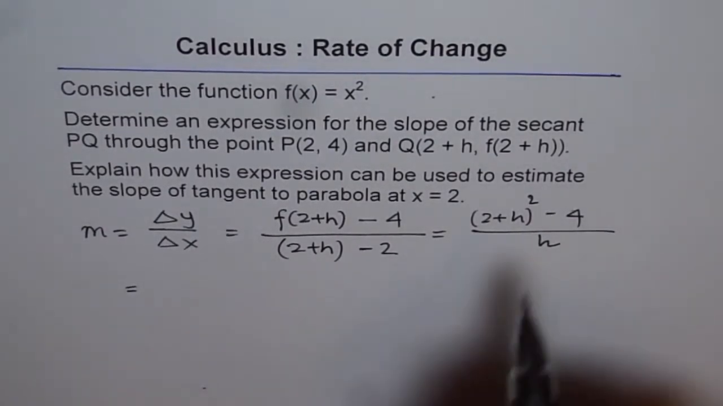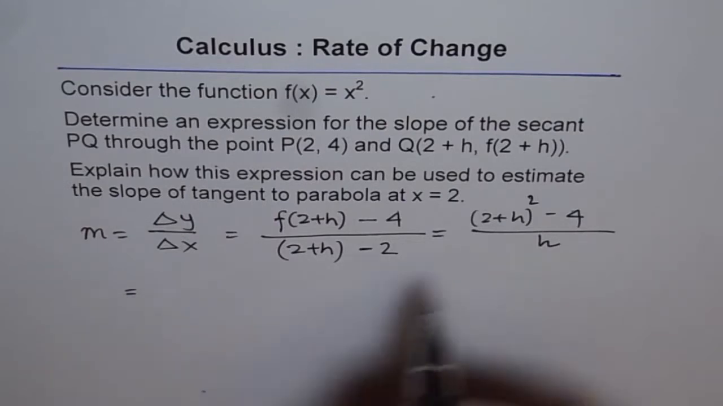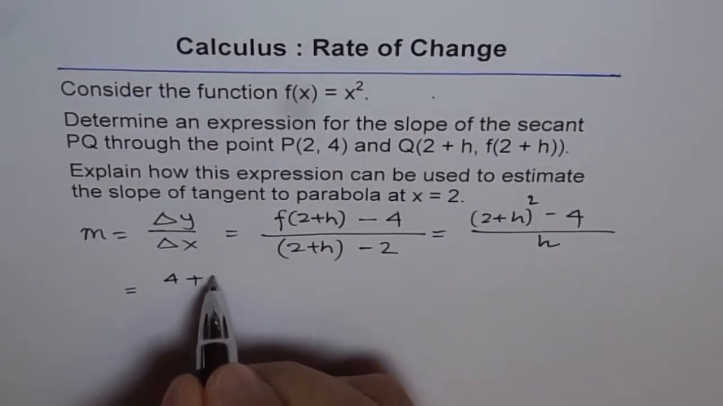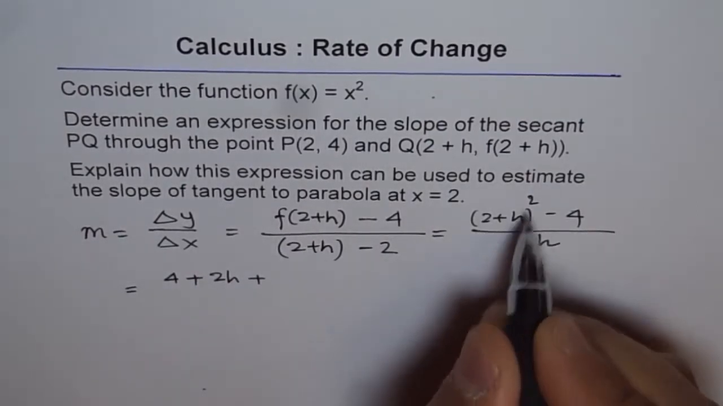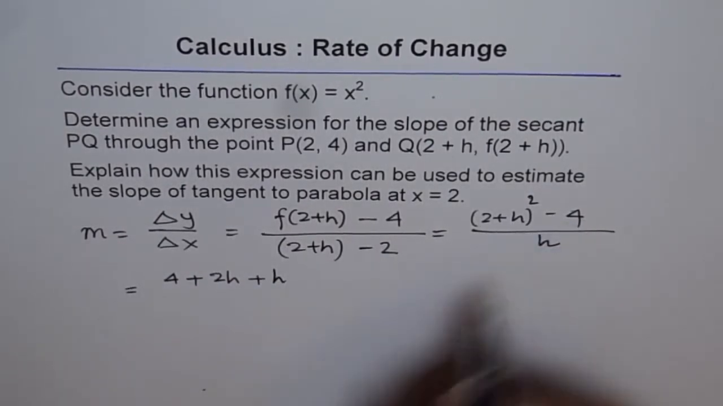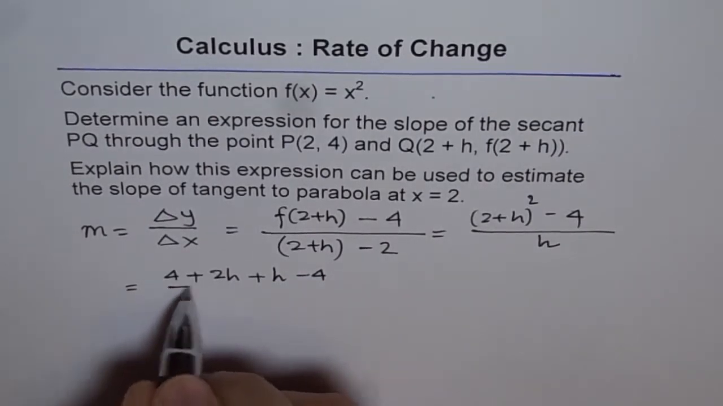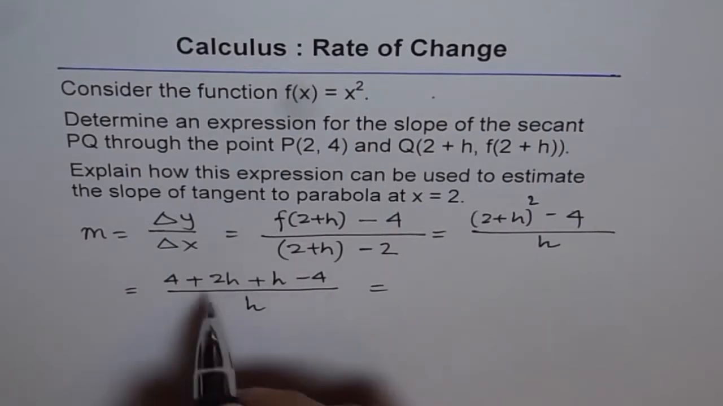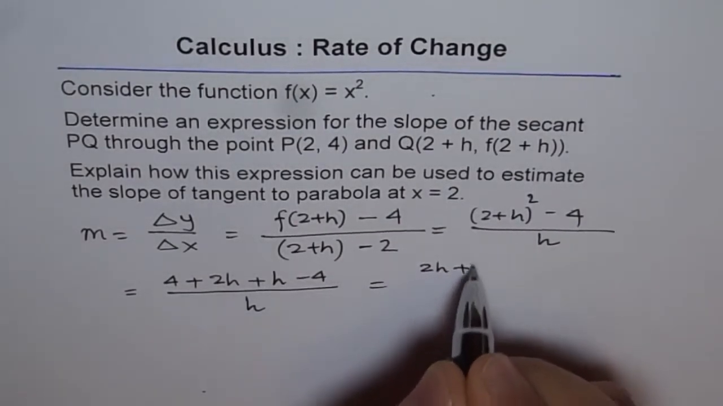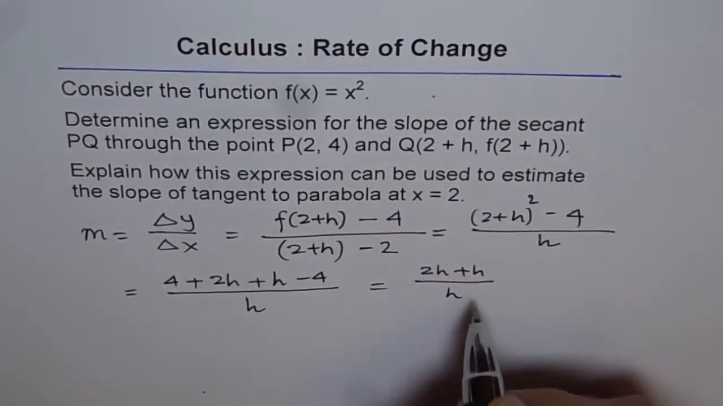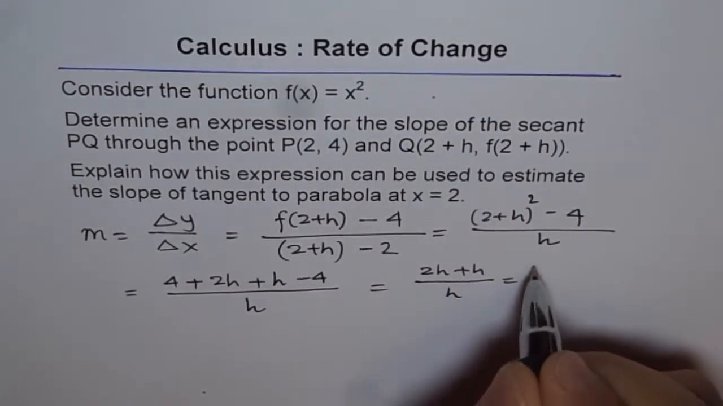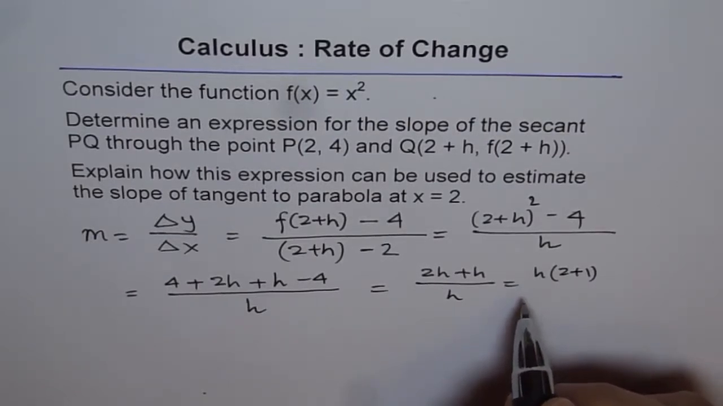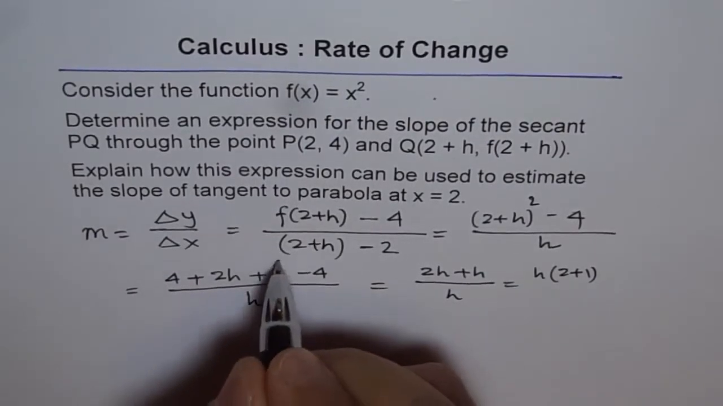Now this can be simplified. Let's expand this. So we get 2 squared, which is 4, plus 2 times 2h, plus h squared, minus 4, over h, right? And 4 minus 4 is 0. So we're left with 4h plus h squared over h.